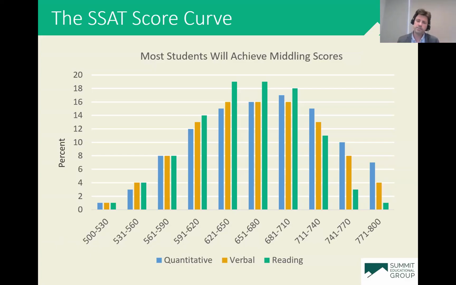cohort group, oftentimes students are very used to being in the 80th, 90th, even 95th plus percentile on a test like that. And then suddenly they're taking the SSAT and they find themselves in the middle of that bell curve. And again, it can be a little bit jarring for them to be like, oh my gosh, I'm in like the 50th or 60th percentile on this.